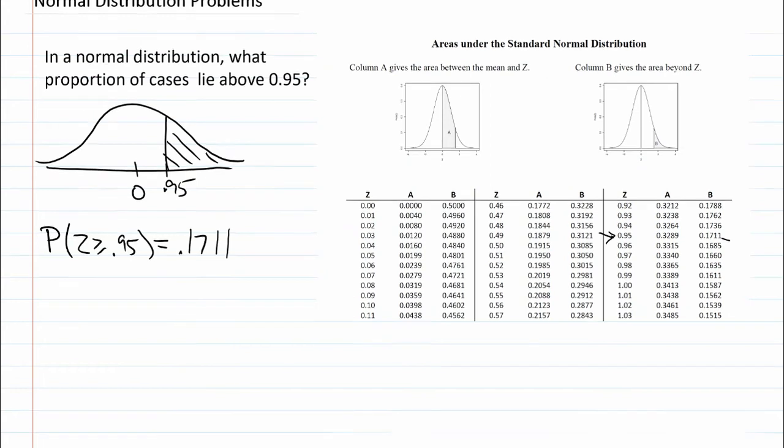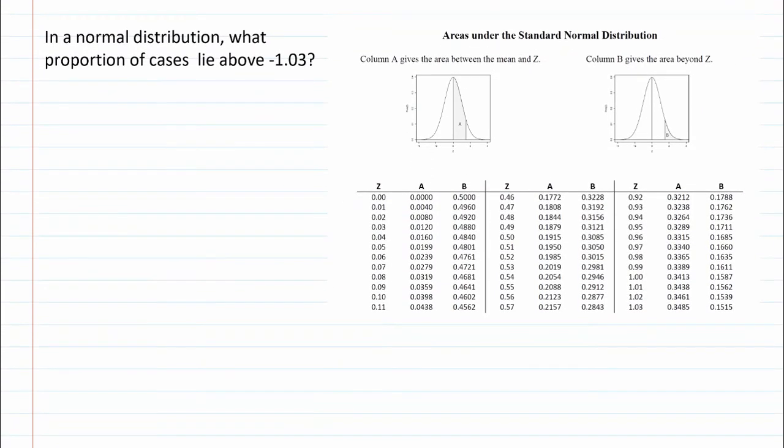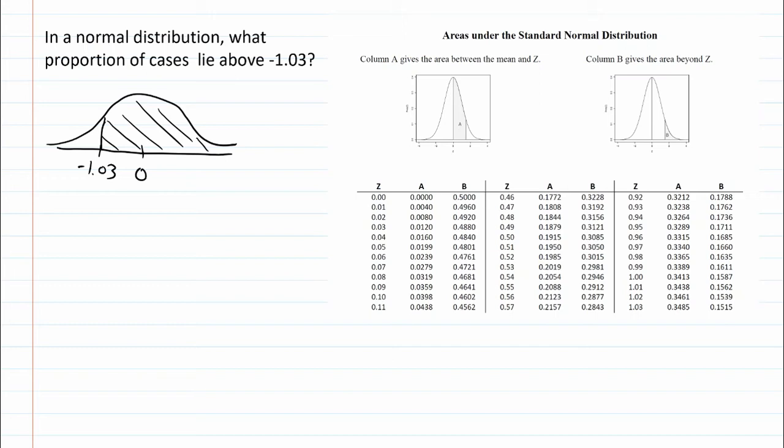Let's look at another problem. This one is a little bit more complicated simply because of the way the table is presented. Here we would like to know, in a normal distribution, what proportion of cases lie above negative 1.03. I'll start again by drawing a picture. And I'm going to be on the negative side. And the proportion I want, or the area I want, is here. Now what makes this difficult is that the table only gives positive values. However, the normal distribution is symmetric. Therefore, values between the mean and 1.03 are the same thing as values between the mean and negative 1.03.